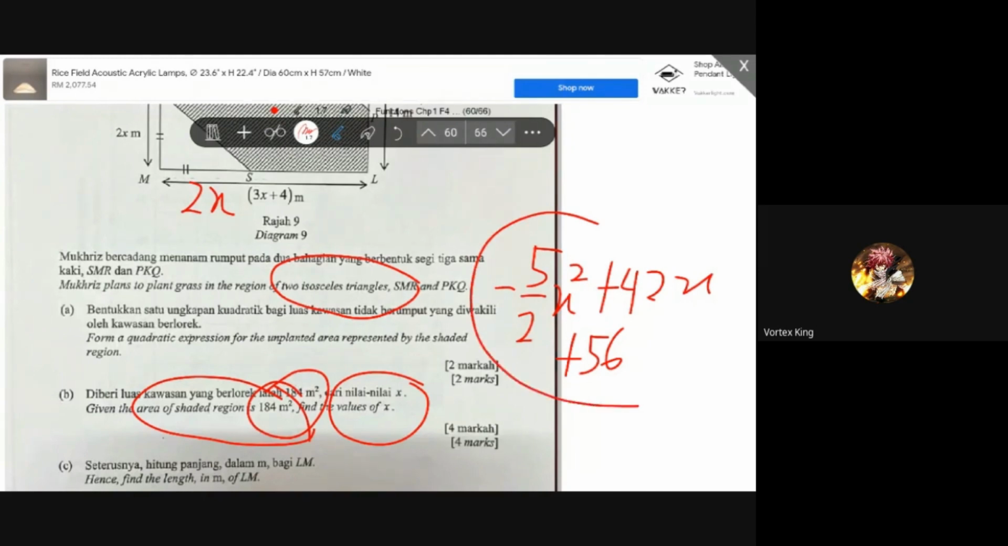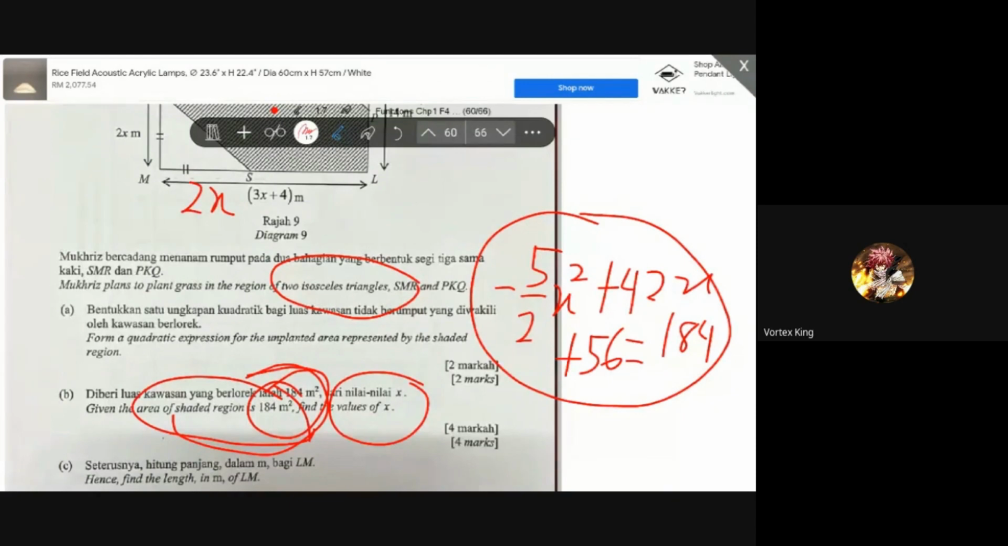This represents your shaded region. This also represents the shaded region. So what is the concept now? What will you do to the equation? Yes, correct. Equal to 184. Good. Means you all understand.